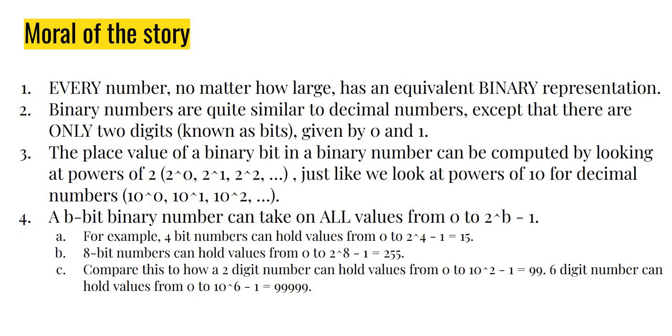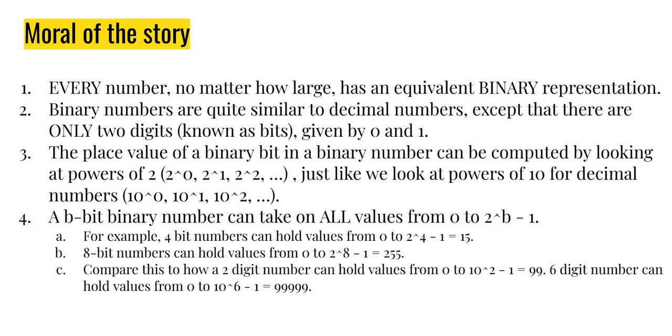So let me summarize this with what I call the moral of the story. Look, every number, no matter how large, has an equivalent binary representation. It looks somewhat different, obviously, because we are using only zeros and ones. But really, binary numbers are quite similar to decimal numbers, except that there are only two digits, known as bits, given by 0 and 1. Now, similarity is understood best by just doing some comparison.